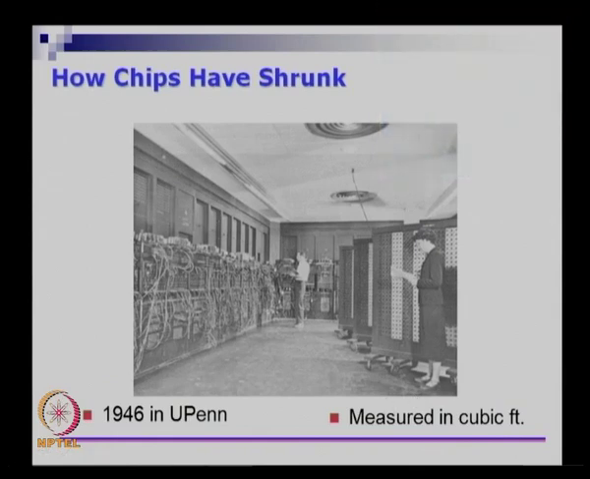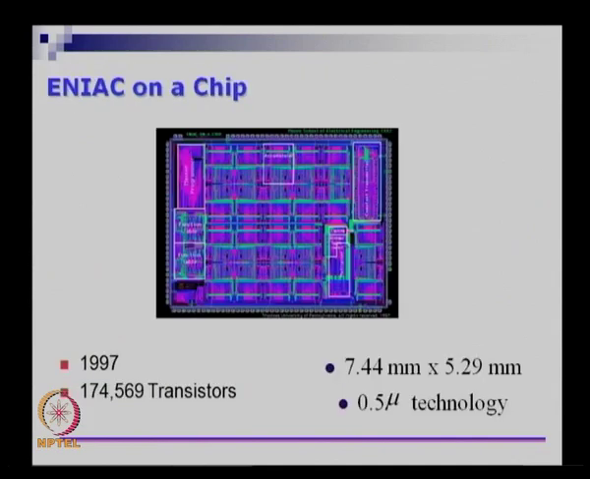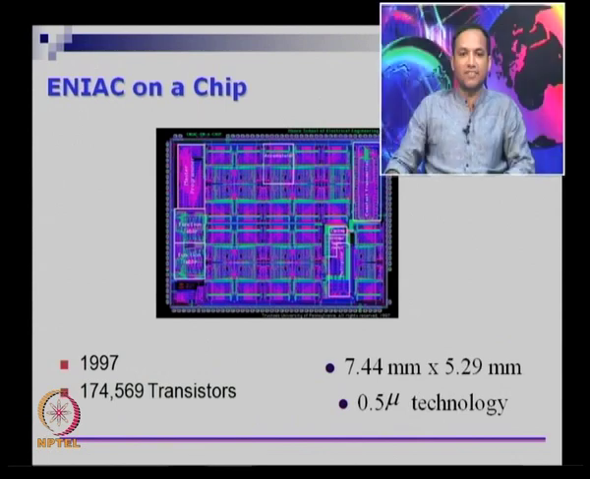This was the very first digital computer that was ever built, and what you see here is a micro photograph of ENIAC, the same system but done in a single chip. This was done in the year 1997 by undergraduate students like you at Penn State. They wanted to commemorate 50 years of digital computer, and this was given as an assignment in a course, designing this whole ENIAC system on a chip.